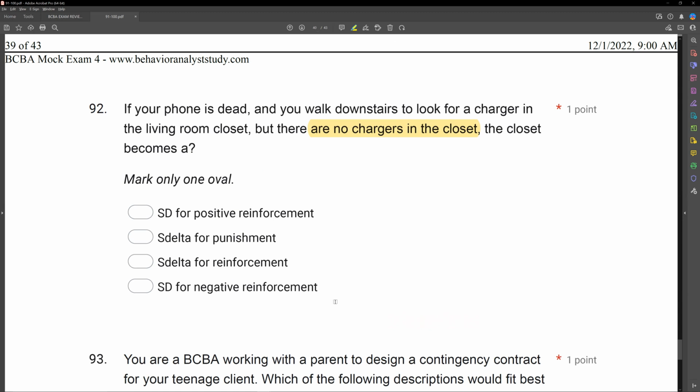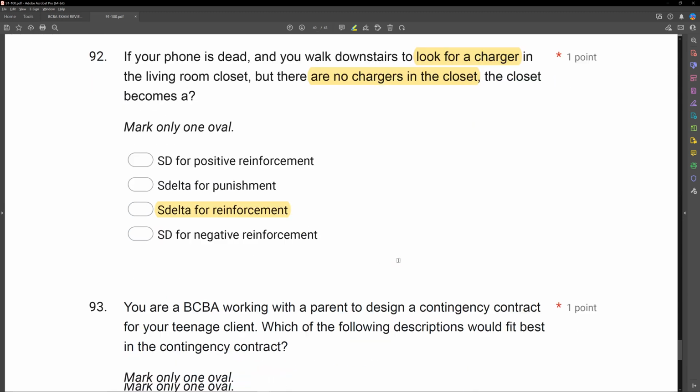SD for negative reinforcement. Again, it's not signaling reinforcement is available. You are looking for the charger. You don't find the charger. The closet is now signaling to you that reinforcement, finding the charger, is not available. So the closet becomes an S delta for reinforcement.